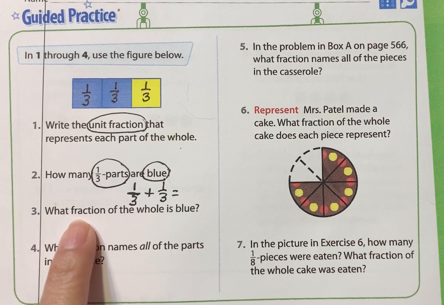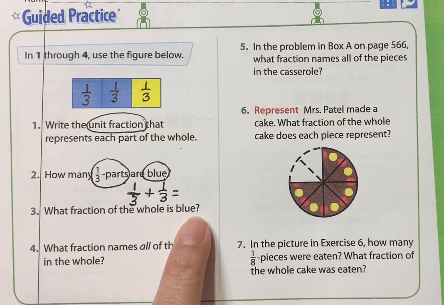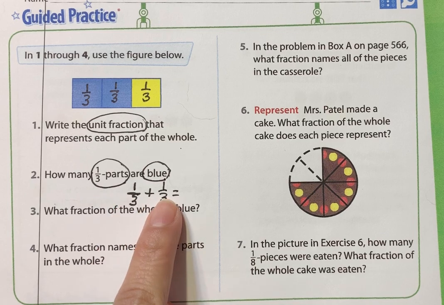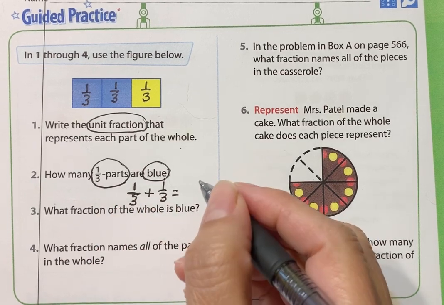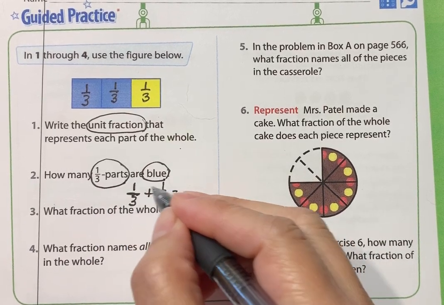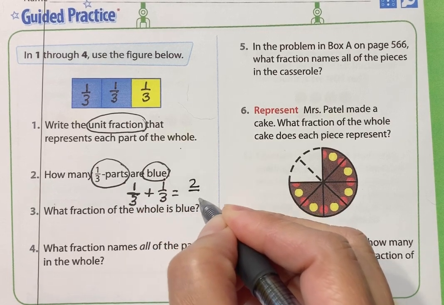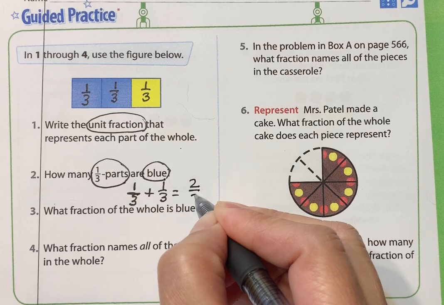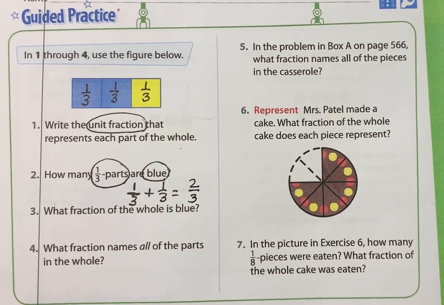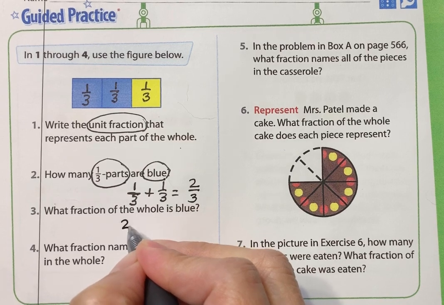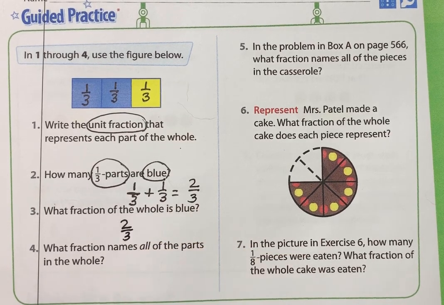And number 3 asks, what fraction of the whole is blue? Well, now that I have the 2 sections here, now I could find the answer. If I add the units on the top, 1 plus 1, I get 2. And the denominator remains the same. 2 parts out of the 3, 2 units. So my answer for number 3 is 2/3.